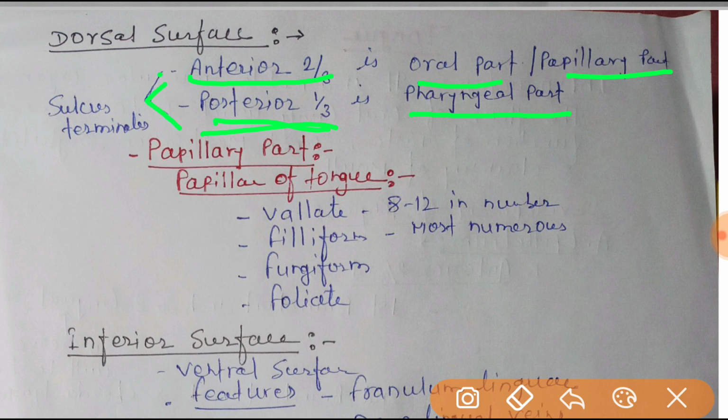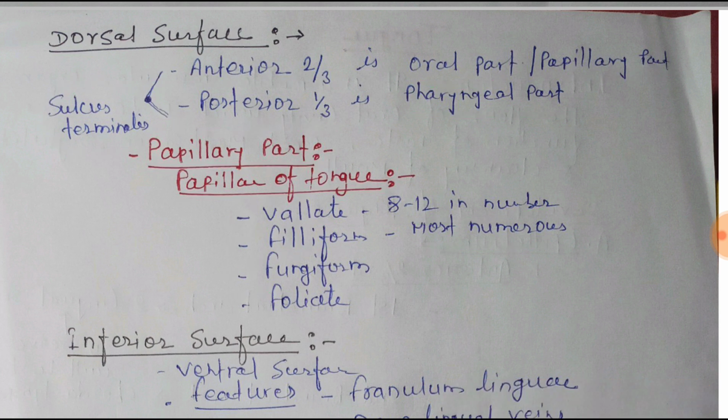Both are divided by the sulcus terminalis. The papillary part, which is the anterior 2/3, has the papillae of the tongue. They are of the vallate, filiform, fungiform and foliate types. The vallate, also called circumvallate, are 8 to 12 in number, while the filiform are the most numerous on the tongue.